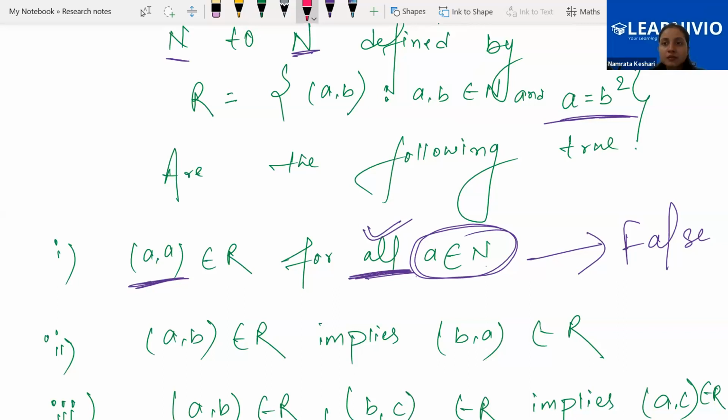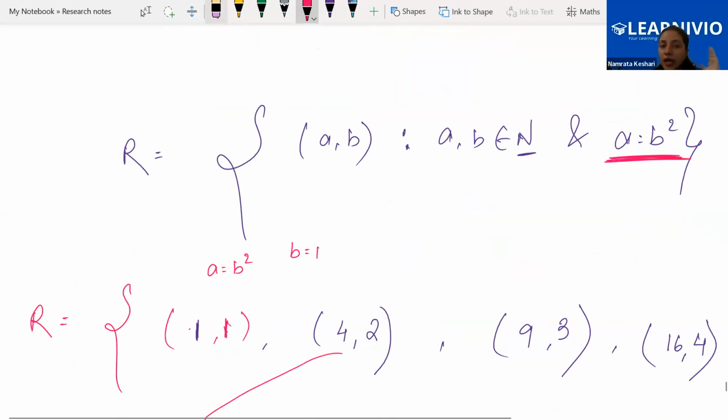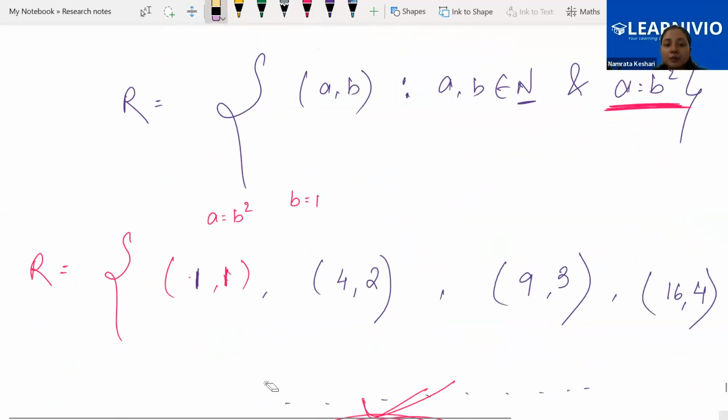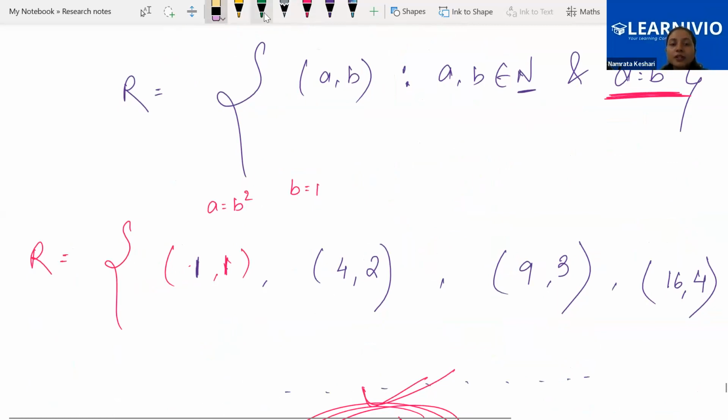No, ma'am, it's not possible. The second relation says that if AB is there, then BA will also be there in the relation. We have listed a few ordered pairs for clarity. We take the second one and check if 4, 2 is there. It is there in our relation, since we listed it using the given condition, A is equal to B square, and A and B both are natural numbers. But we are checking whether 2, 4 is also there or not.